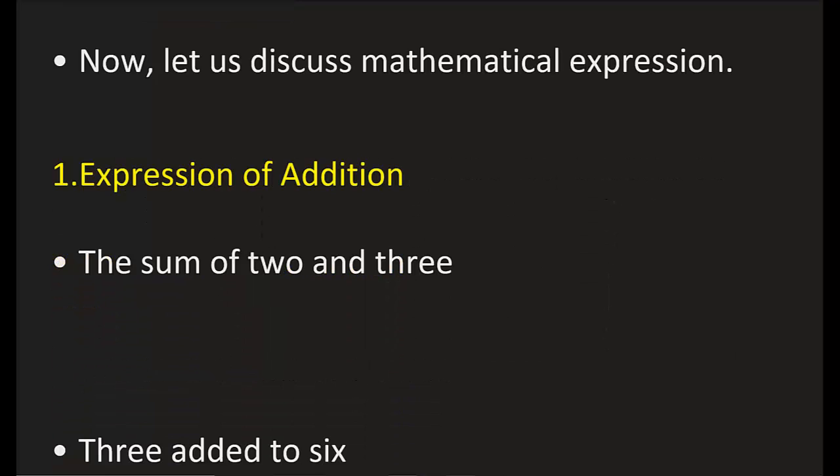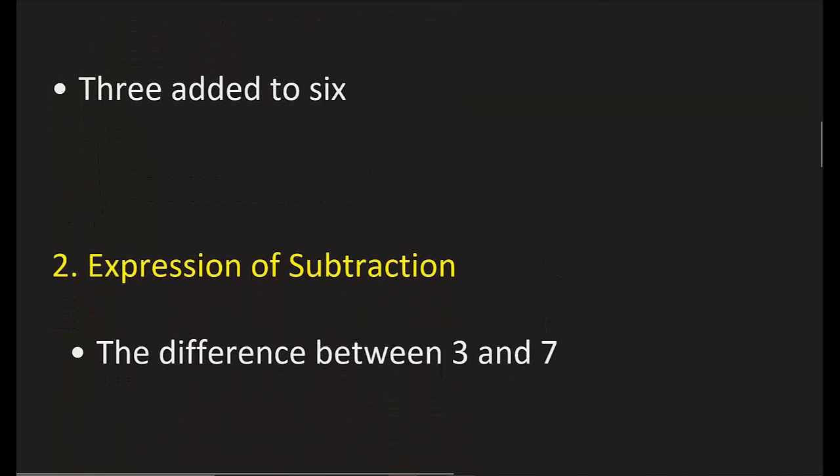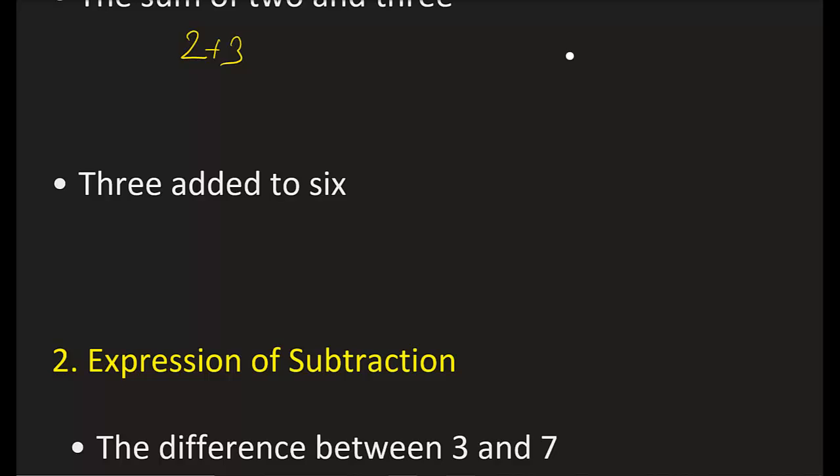Now let's see expressions of addition. In the first example, we see that it is written the sum of 2 and 3, which means we will have to add 2 and 3, which means it will be 2 plus 3. In the second example, we see it is written 3 added to 6, which means we have to add 3 and 6.